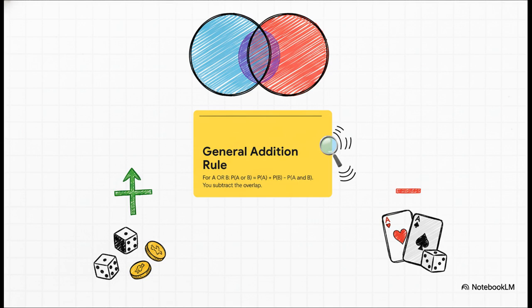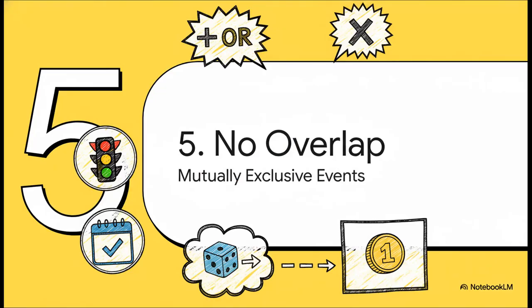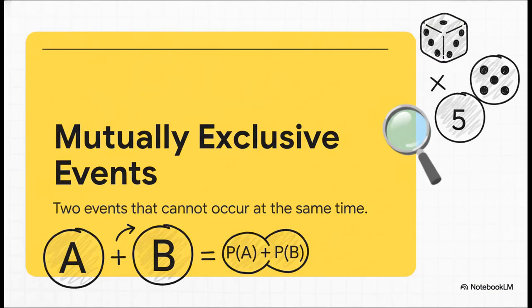Now, why do we subtract that last part? It's just to make sure we don't accidentally double count the overlap where both things happen at once. But sometimes there is no overlap. Some events just plain can't happen at the same time. And this creates a really nice, simple special case for our OR tool. We call these mutually exclusive events.